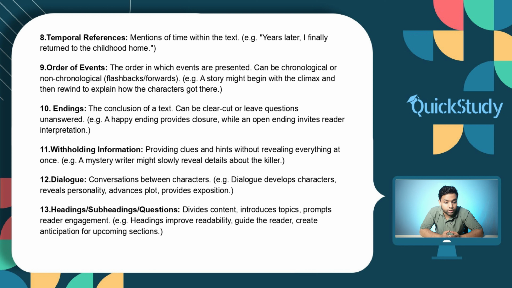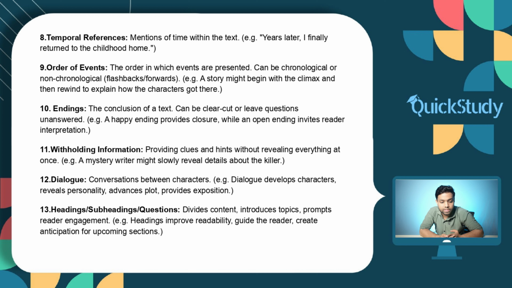Number 11 is withholding information, providing clues and hints without revealing everything at once. This could be a good example for a mystery book where we give hints about the killer previously, but we do not reveal who the killer is.